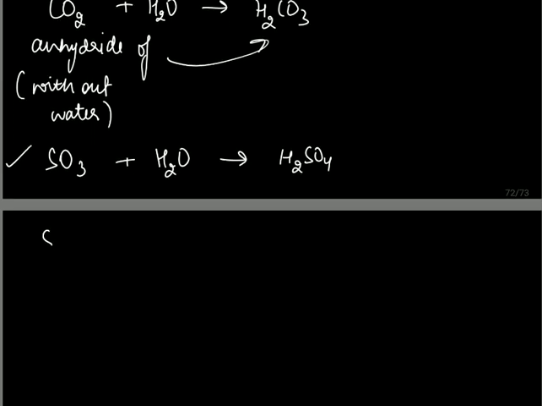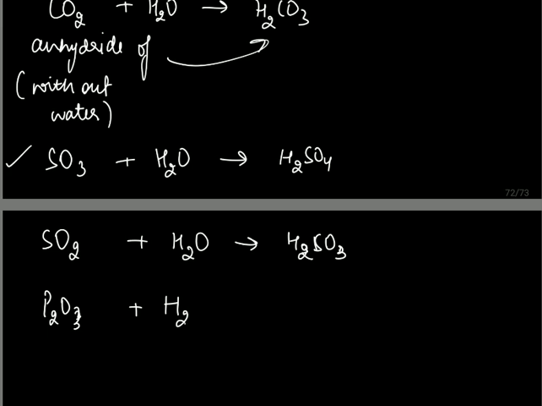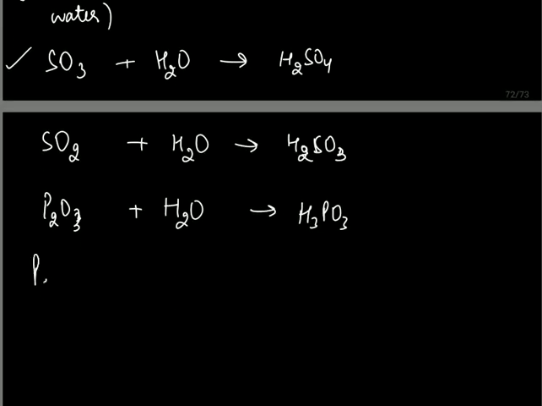SO2 reacting with water will give you H2SO3, sulfurous acid. Then we have P2O3, phosphorus trioxide, reacting with water to give you H3PO3, phosphorus acid. P2O5 reacting with water will give you H3PO4. This is phosphoric acid. So if somebody asks you what's an anhydride of phosphoric acid, the answer is phosphorus pentoxide.